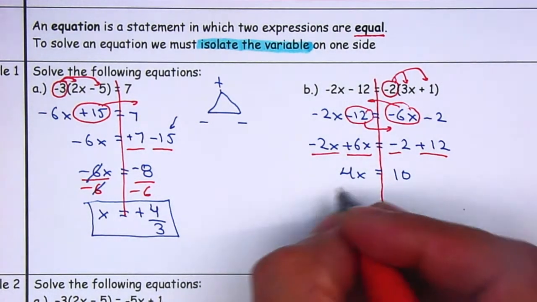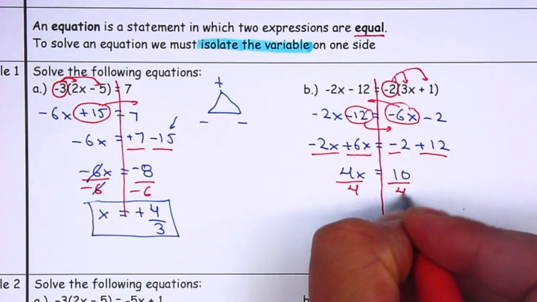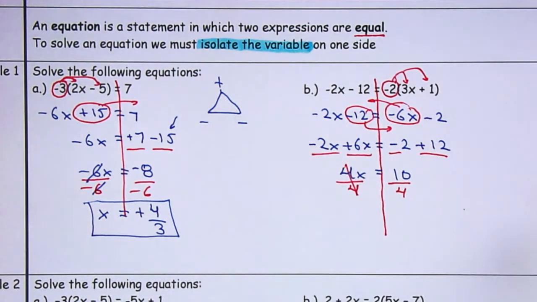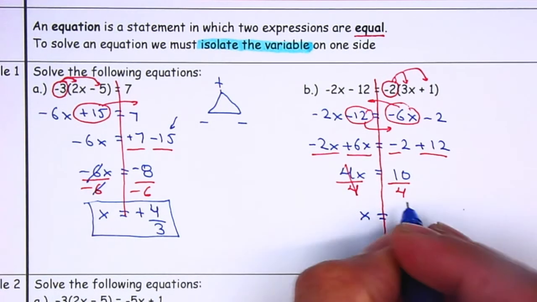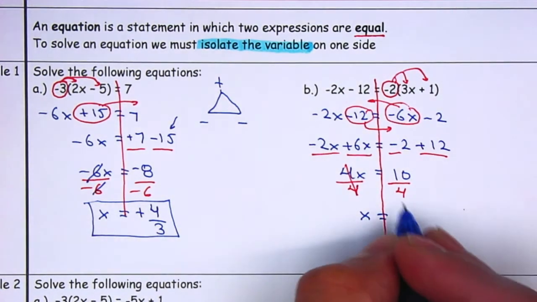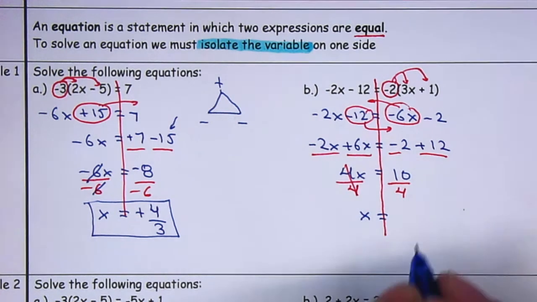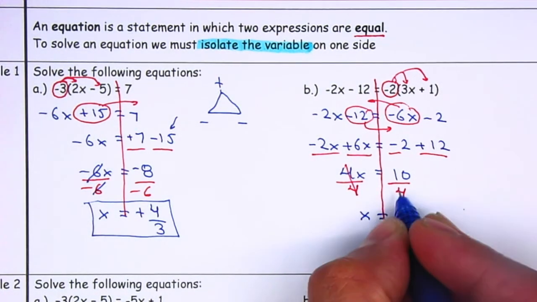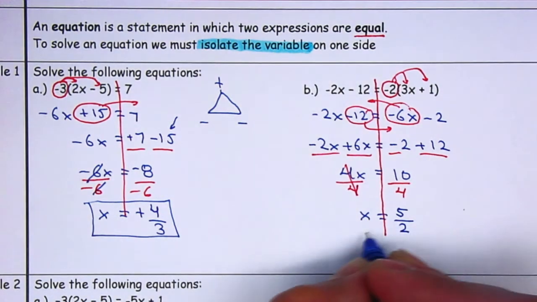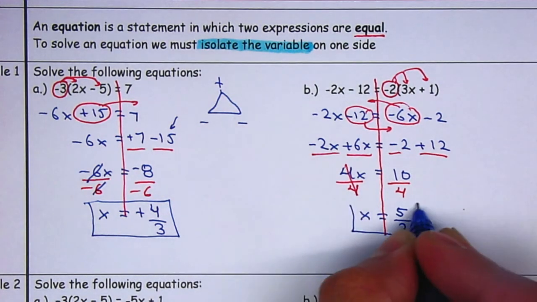Then I'm going to divide by 4 on both sides to cancel it. Remember, it just becomes a 1x, but we say that it cancels. And you want to be able to reduce your fraction. So one number that divides 10 also divides 4: 2. So 10 divided by 2 will give us 5, and 4 divided by 2 will give us 2. And you can just leave it as an improper fraction.